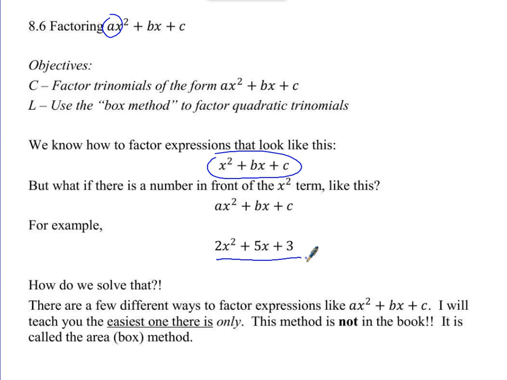If you go back into section 5, you'll notice that every single problem that you were working on did not have a number in front of the x squared term. None of them did. But now they're going to. So how do we do that?